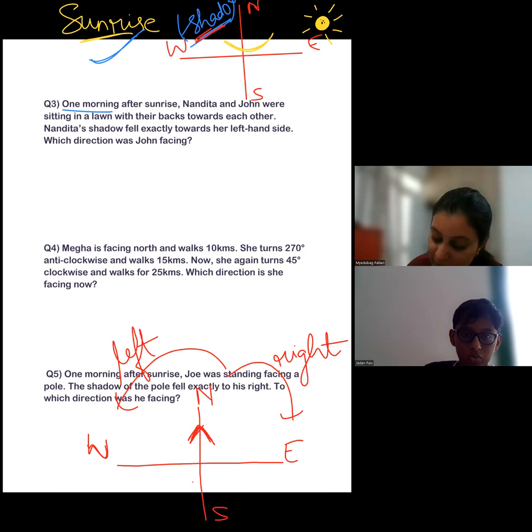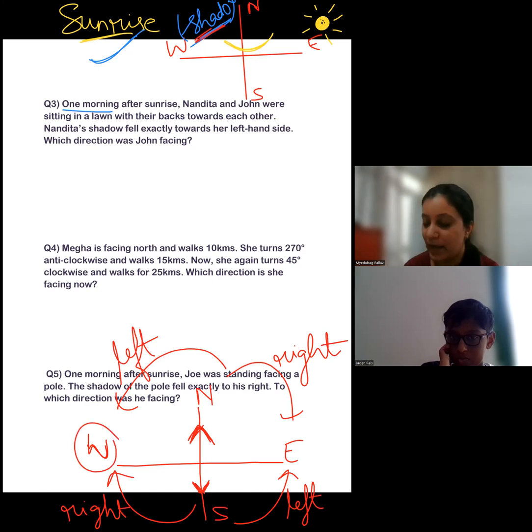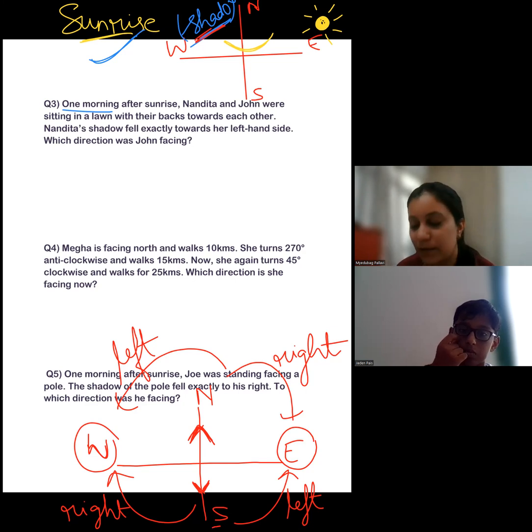But when he is facing south, it becomes opposite. This becomes right and this becomes left. Do you remember this thing? If a person is facing north, so west side is the left side and east side is the right side. But it is opposite in the case when the person is facing south. Okay. Now we'll apply this thing here.